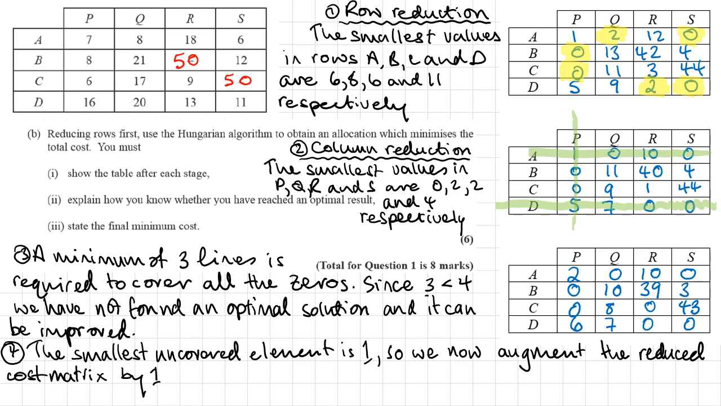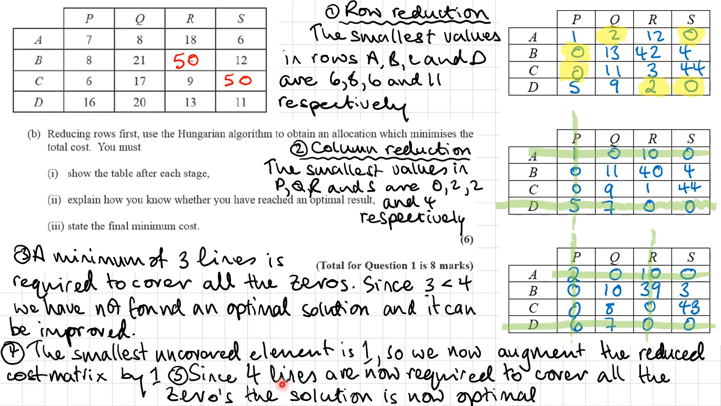So now we do the same thing again. We see what's the minimum number of lines required to cover all of the zeros. So let's see, we need 1 line across the top, 1 line in the first column, 1 in the bottom row, and also to cover that 0 that's in the third column, we need a line here. 4 lines required. So since 4 lines are now required to cover all the zeros, the solution is now optimal. So we have an optimal solution here.